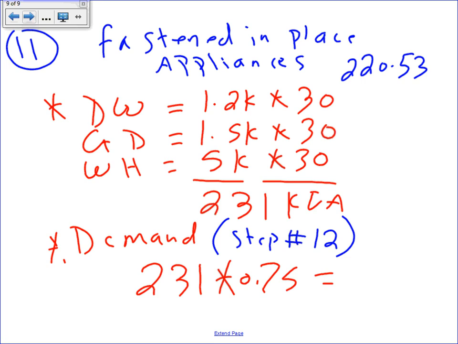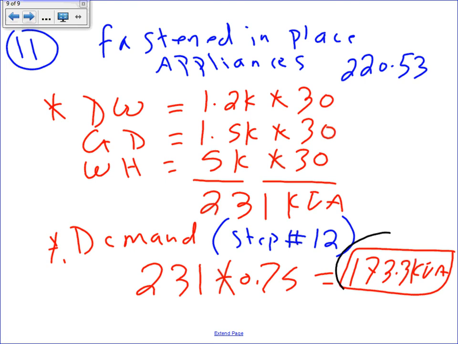$173.3. 173.3 kVA. And that's what you're going to take to town with you. That's the number that you're going to take to town with you, meaning you're going to carry it all the way as you size your service.